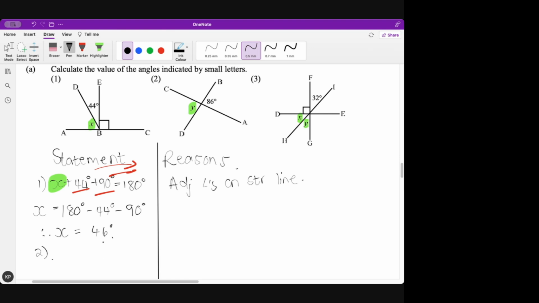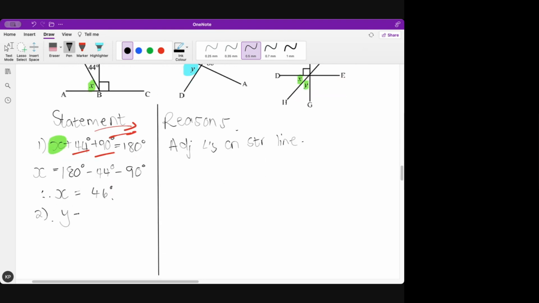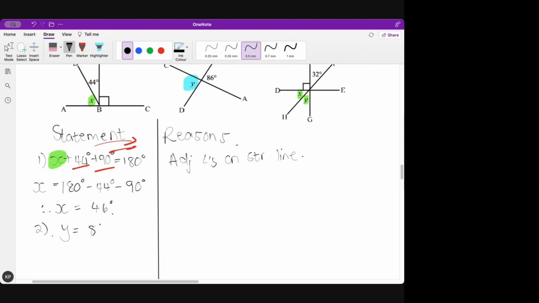What do I write for number two? Minus 46 from 180. Is that for number two? That was the answer for number one. Remember, now we're doing this guy over here. We're doing y. This one. Does anyone remember? Yes, and what is my reason? Nice, guys. Y is equal to 86 degrees.